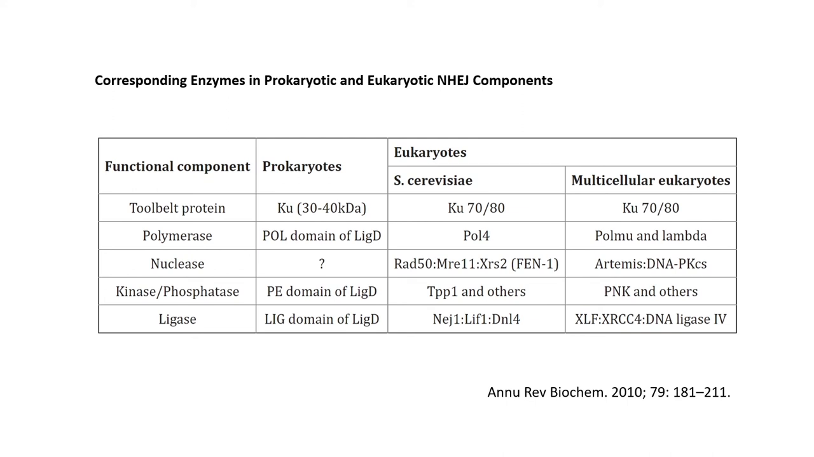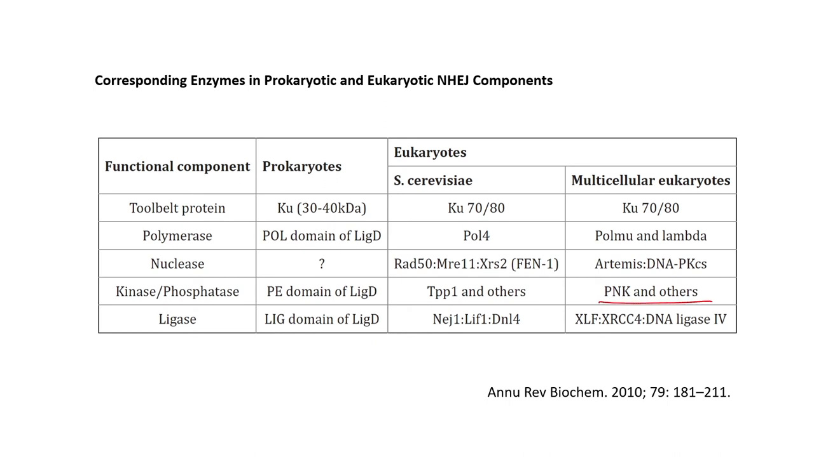The nuclease activity in prokaryotes is still not understood, although many reports have suggested certain candidate proteins. In eukaryotes, it is the Rad50-MRE11-XRS2 complex, while in multicellular organisms, it is the Artemis DNA-PKcs. The kinase phosphatase activity lies in the P domain of LigD in prokaryotes. In eukaryotes, like Saccharomyces cerevisiae, it lies in Tpp1 and others, and in multicellular organisms, it is present in the PNK.